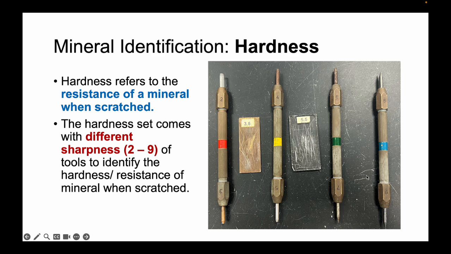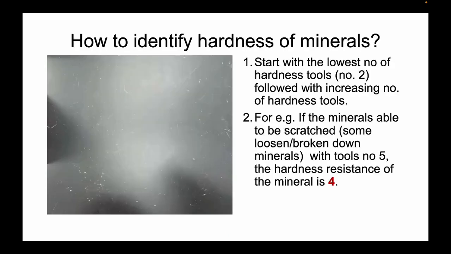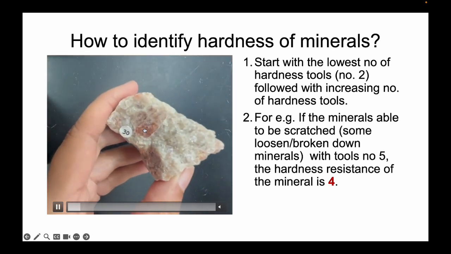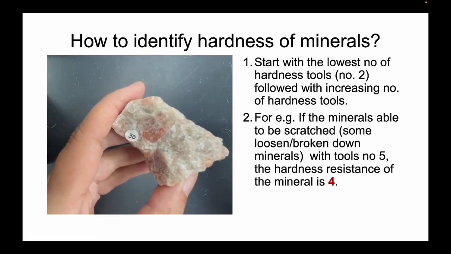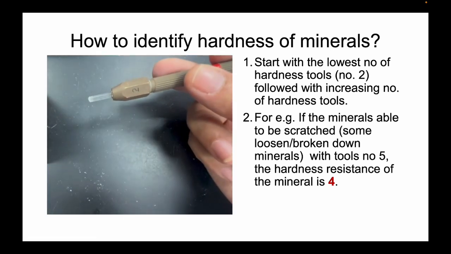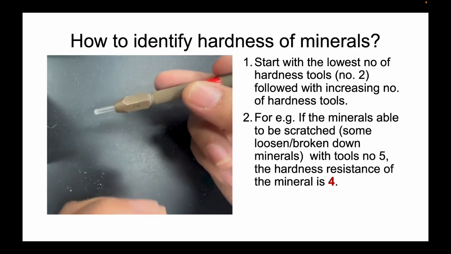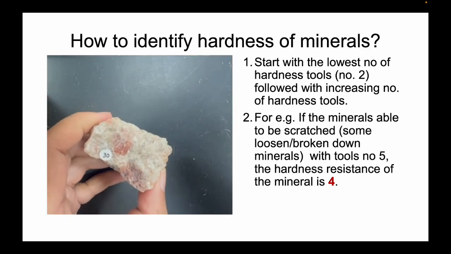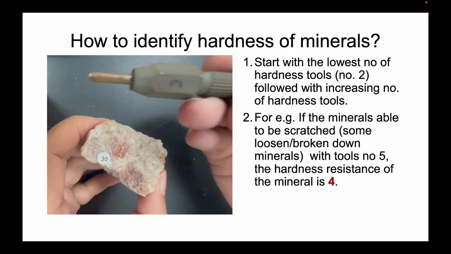So how do we use these tools to identify the mineral hardness? You are going to start with the lowest number of the hardness tools, which is number 2. You pick the number 2 tool and then you scratch the mineral. If the mineral is able to be scratched, then the hardness level of it will be the lower number before 2.